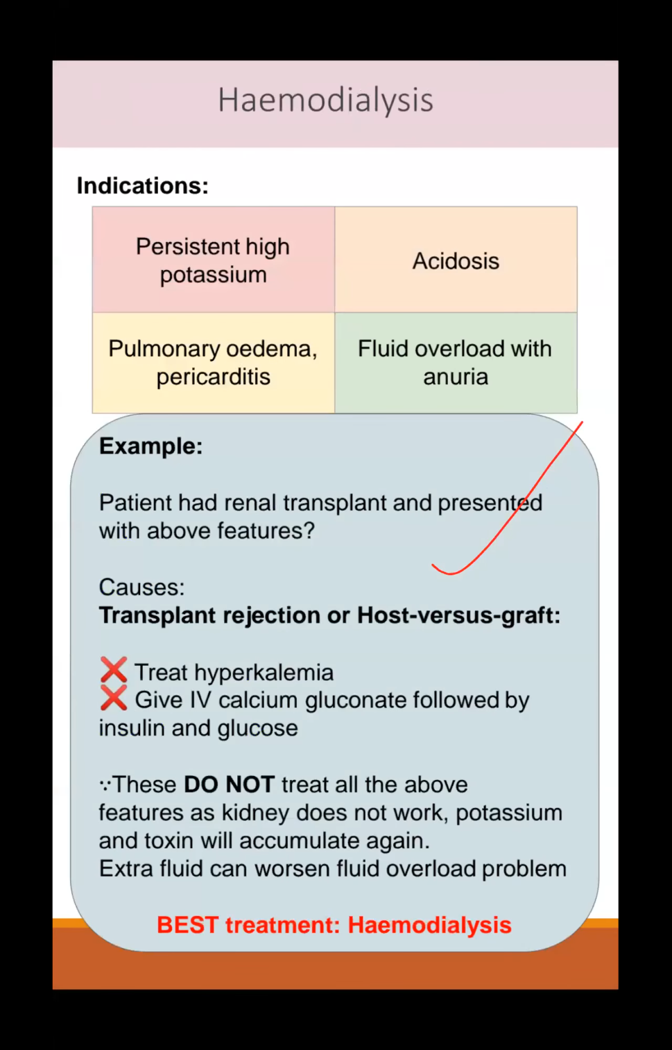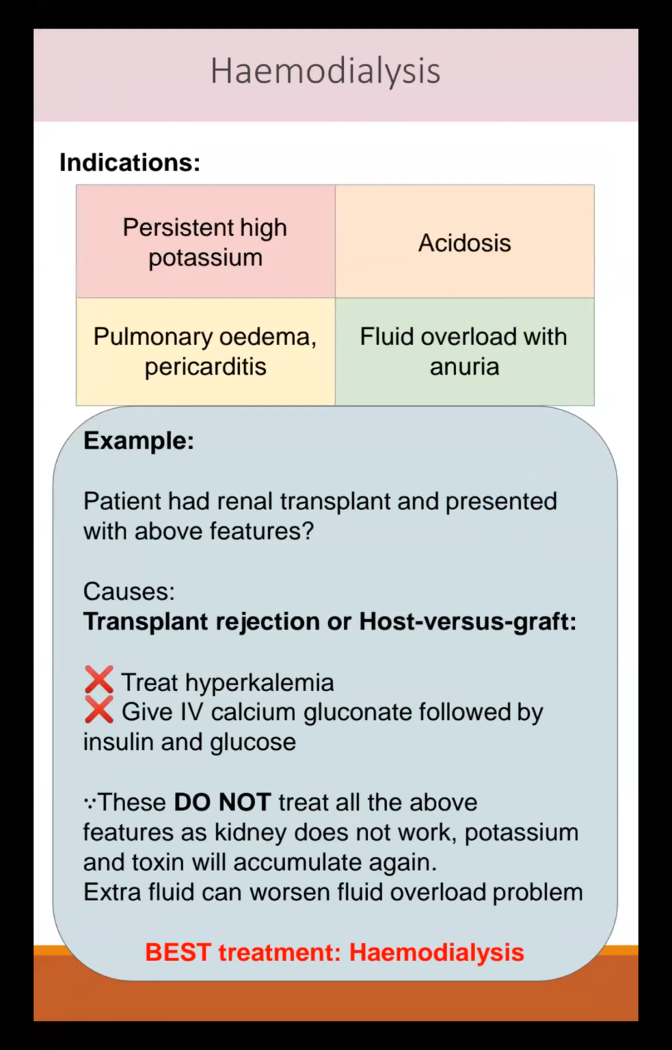Hemodialysis is very important to know. If a patient has persistently high potassium, that is an indication for hemodialysis. Also metabolic acidosis, fluid overload, anuria with no urine output, pulmonary edema, and pericarditis. These are the indications for hemodialysis. Transplant rejection: the patient had a transplant. To treat hyperkalemia, give IV calcium and glucose. Do not treat only the above features, as the kidney does not work and potassium and toxins will accumulate again. So remember, the best treatment for the hemodialysis patient with hyperkalemia is dialysis.